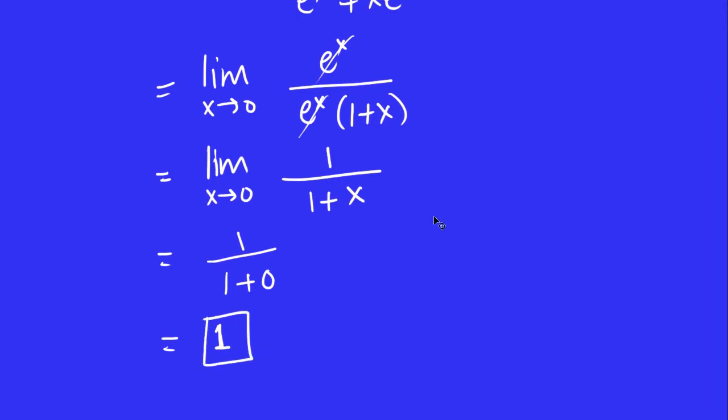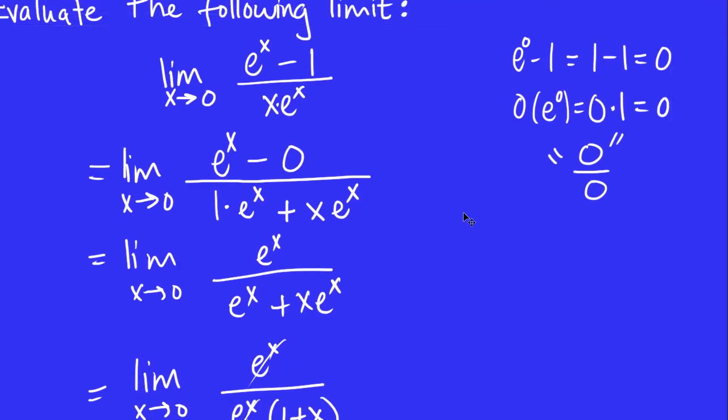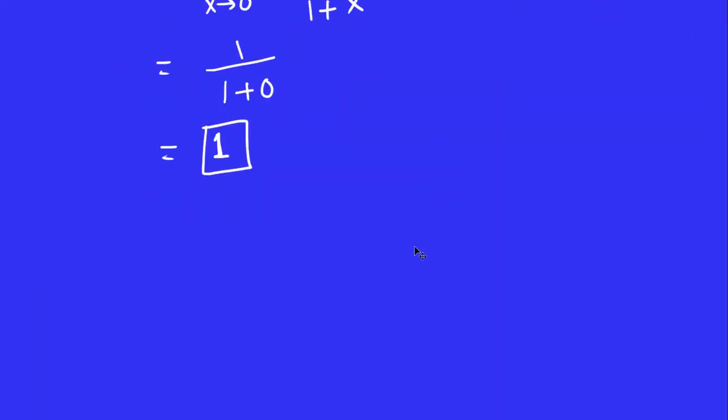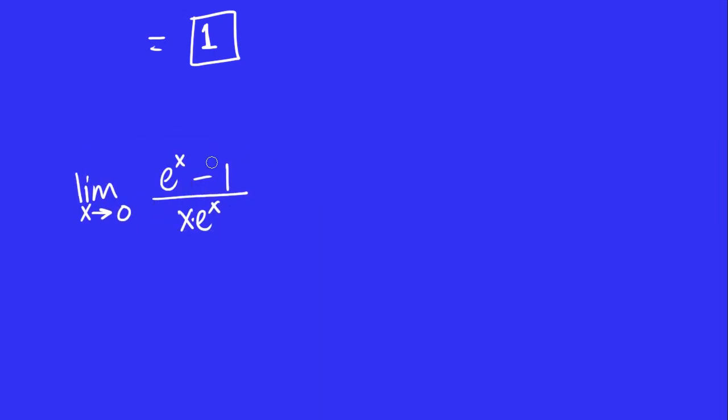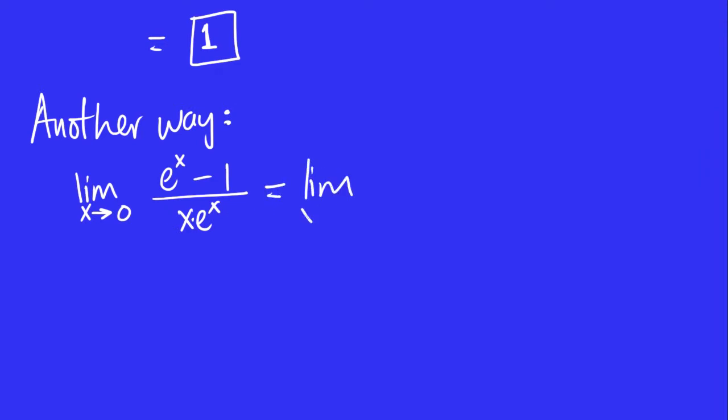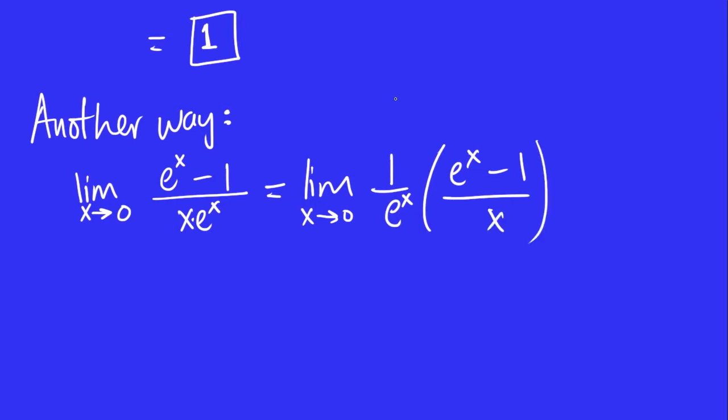Great, that's the answer. Now, one thing I'll just mention is that, why don't I give another little way of doing it? It's pretty much the same thing, but let me do it again. So here's another way. Let's see. You know, what if I wrote it like this? This 1 over e to the x, why don't I bring that to the front? And then I have this.